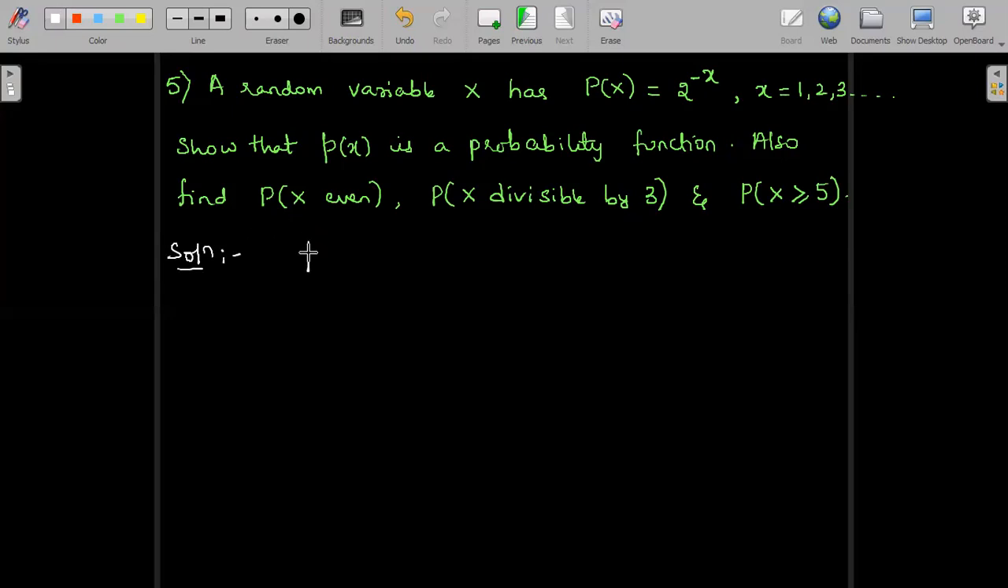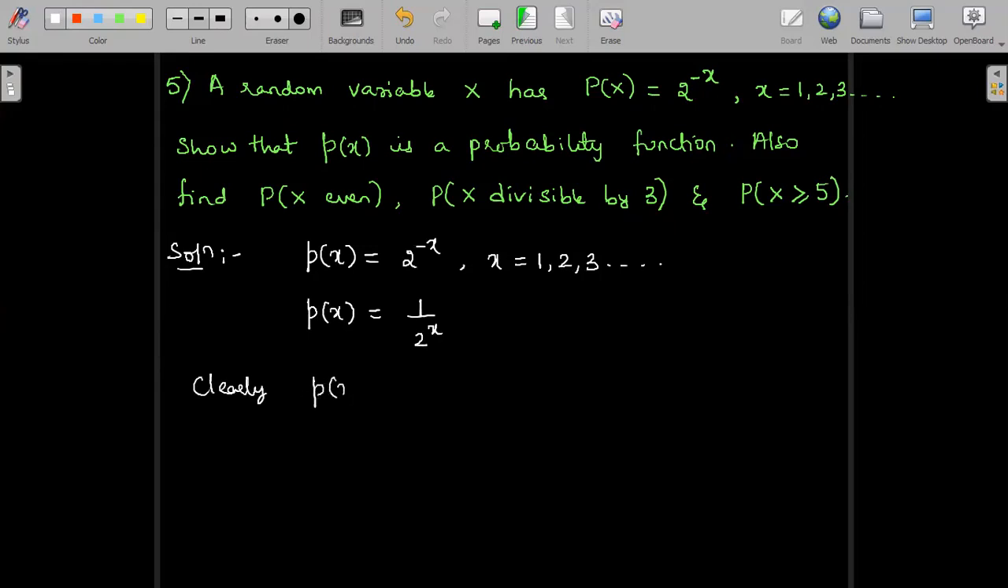So it is mentioned P of X is equal to 2 power minus X for X equal to 1, 2, 3, etc., up to infinite terms. And 2 power minus X in turn can be written as 1 divided by 2 power X for convenience. Both these are one and the same. Clearly, P of X is a positive value for every X.